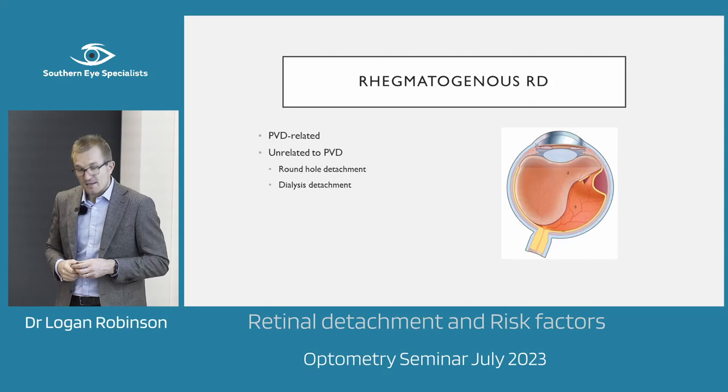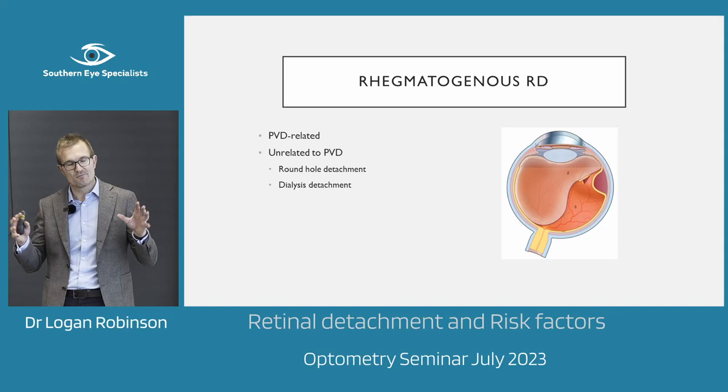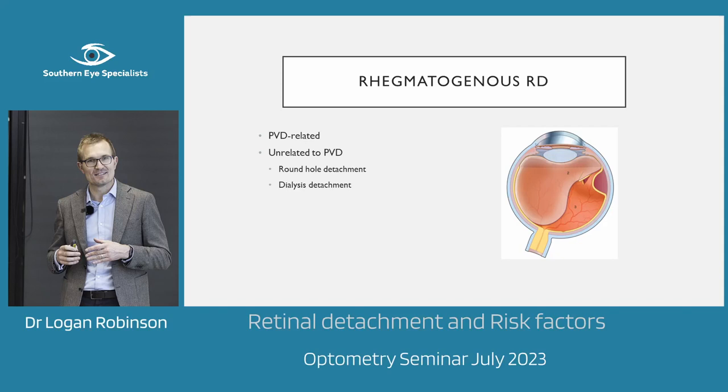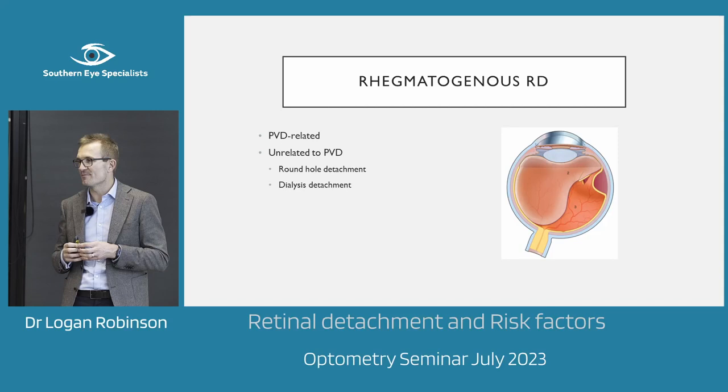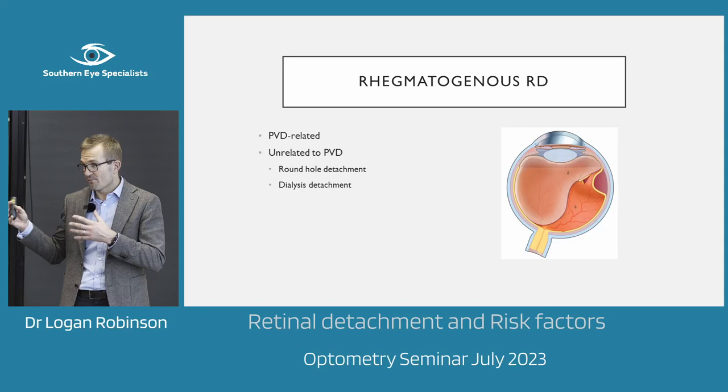So for detachments, one broad concept that took me a while to get, and maybe you guys haven't got it yet either, is that there's really two general types. There's either one where you've had a PVD or one where you haven't, and they really behave quite differently. They're different types of patients. The treatments are often a bit different. So PVD related is the typical one, the 60-year-old with flashes and floaters, and they've got a horseshoe tear, and that's what we see a lot of.